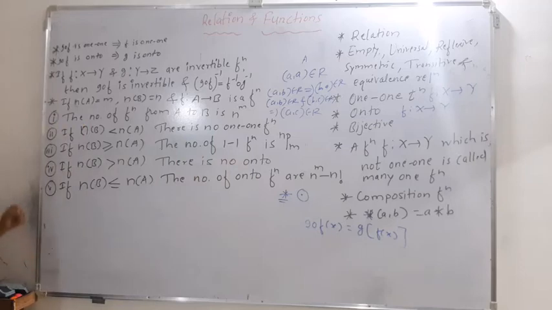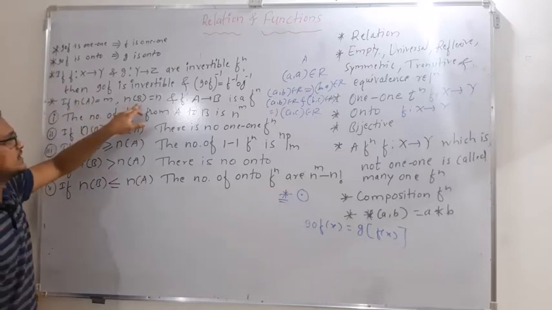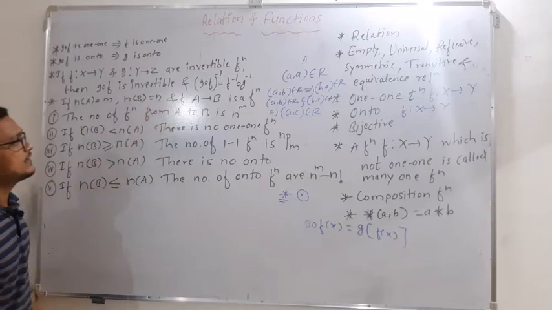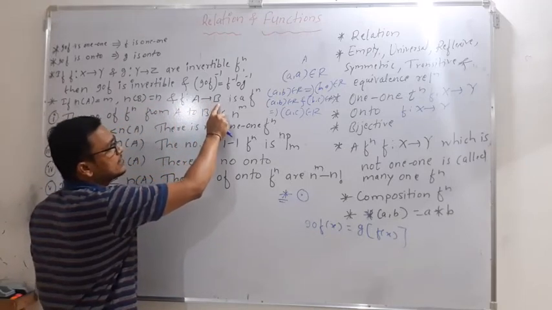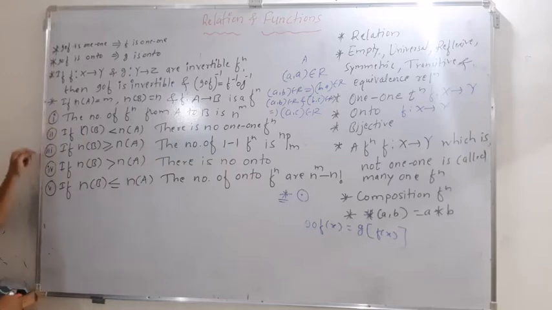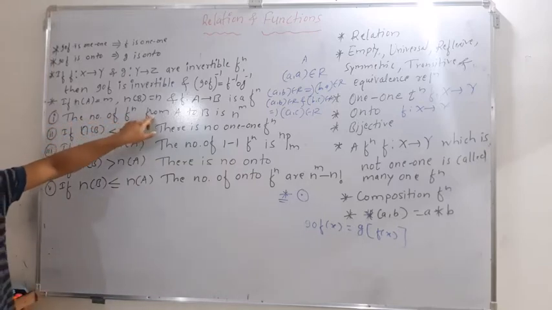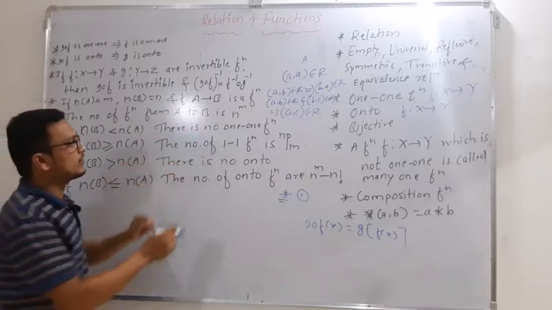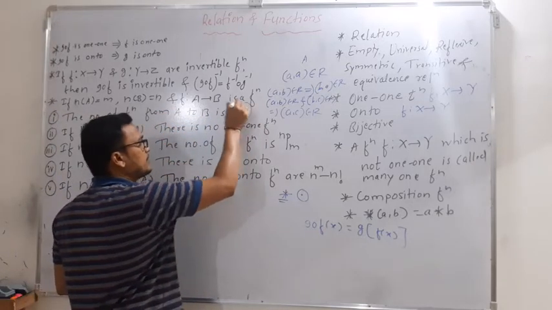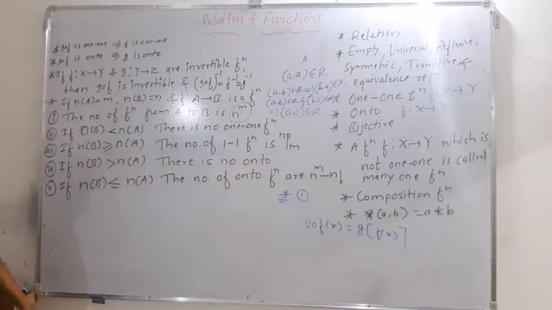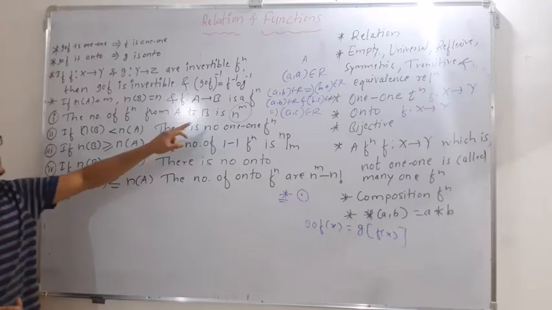Next point, if n(A) is m, meaning the number of elements present in set A is m, the number of elements present in set B is n, and F is a function from A to B, then we have some points here. First, the number of functions from A to B is n to the power m. To find the number of functions from A to B, we use this formula, n to the power m.